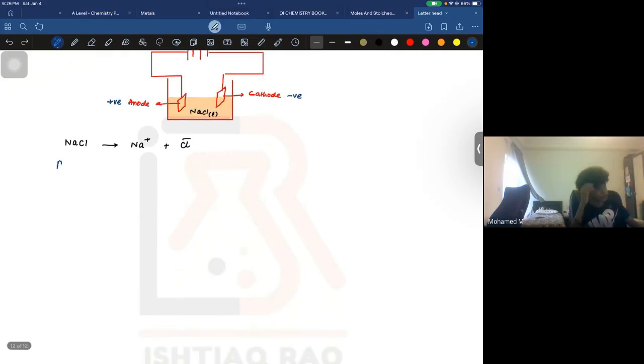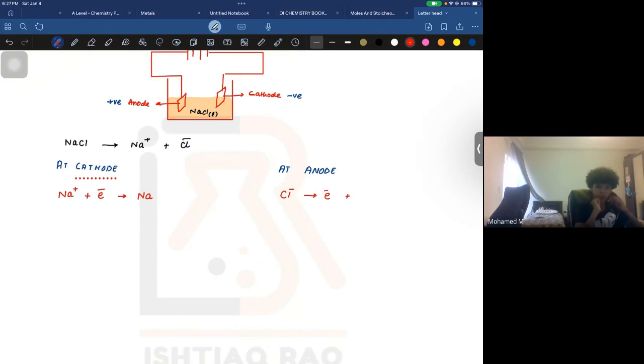So what would happen at cathode and at anode? At cathode, when Na plus goes towards cathode, it would take one electron and form Na. And when Cl minus goes towards anode, it would give away one electron and form Cl. As you know that Cl is a diatomic gas, so to balance this equation, you are supposed to write 2 over there.